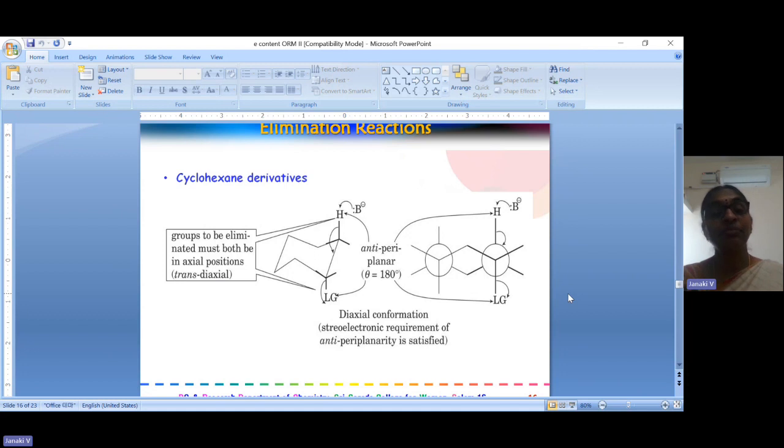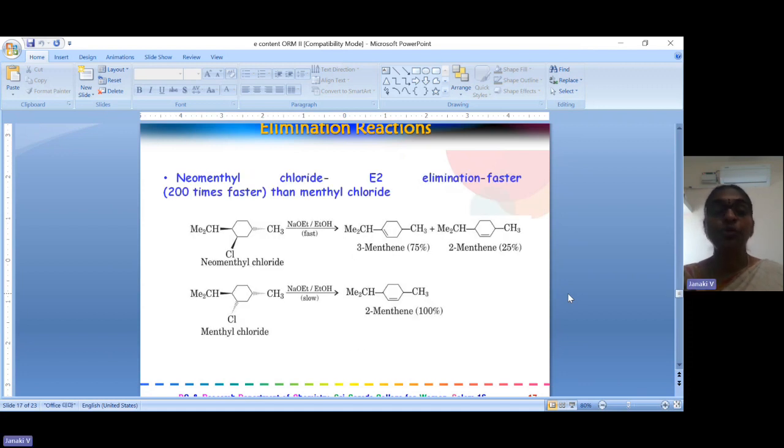So we can easily see from this slide, the groups eliminated have to be in diaxial position, that is the hydrogen and the leaving group, and they have a dihedral angle of 180 degrees for the cyclohexane derivatives. And we will see one more example for these cyclohexane derivatives, that is, neomenthyl chloride undergoes E2 elimination faster, 200 times faster than menthyl chloride. So neomenthyl chloride undergoes dehydrochlorination in the presence of sodium ethoxide and ethanol.